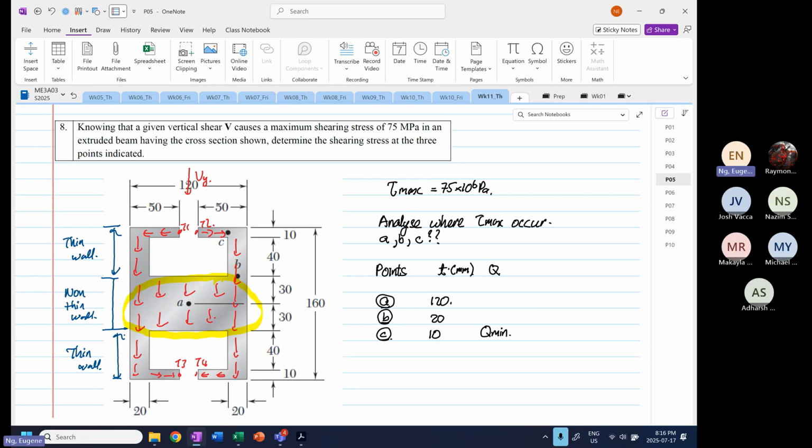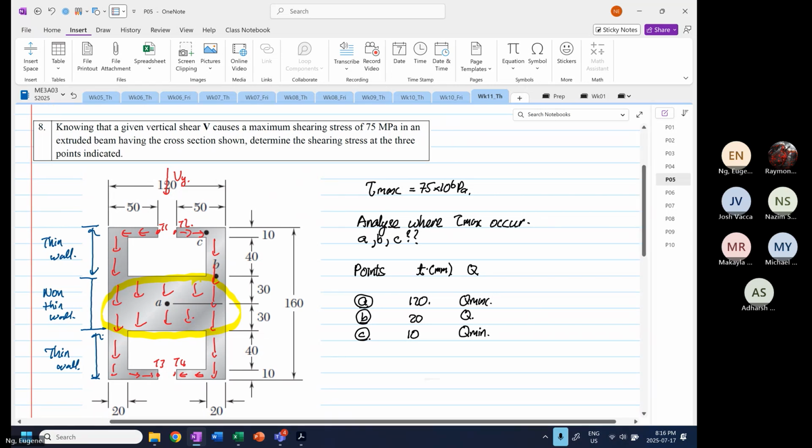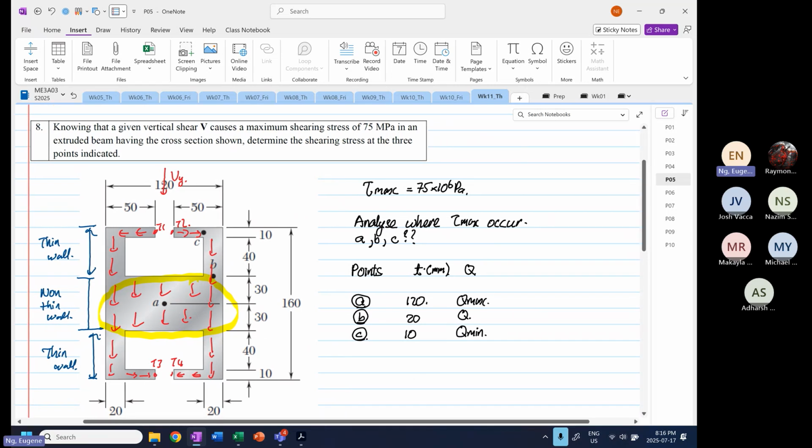At point C is Q mean. At point A is our Q max. At point B is neither Q max nor mean, just a certain value Q. So the question now lies to us.